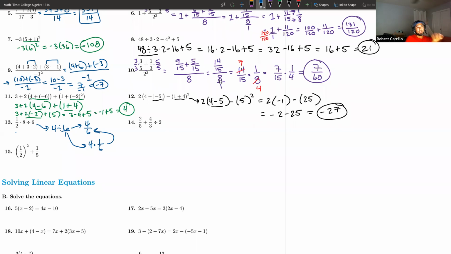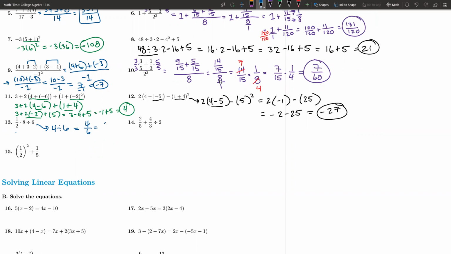So I'm going to say the first one was easier, right? And can you reduce 4/6? Yes. That becomes 2/3. Good. All right, cool.